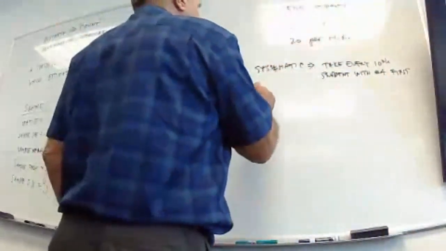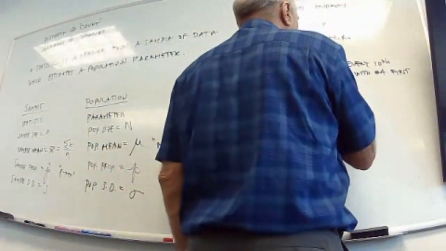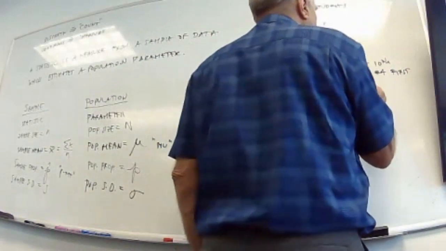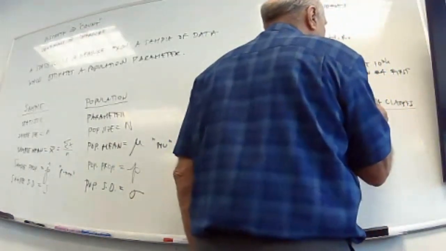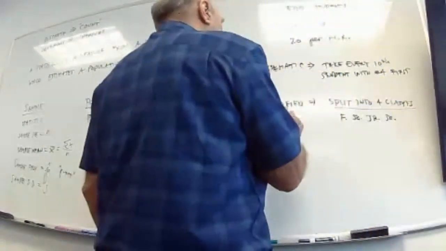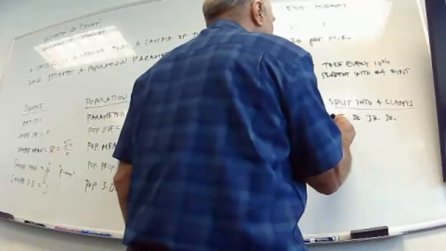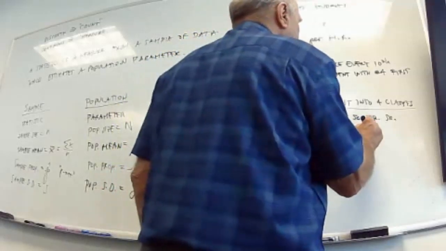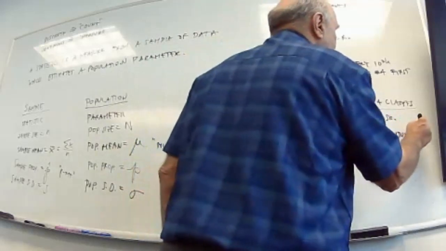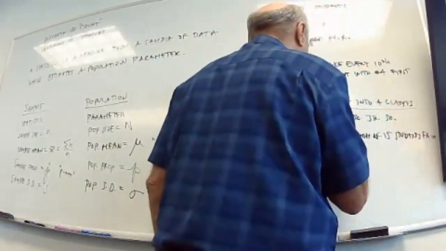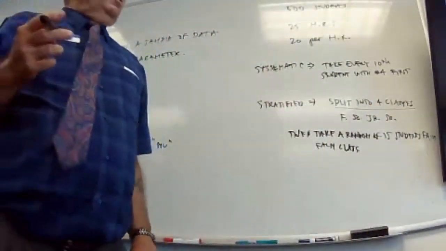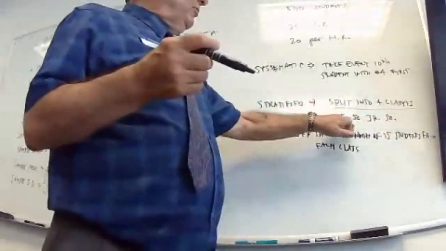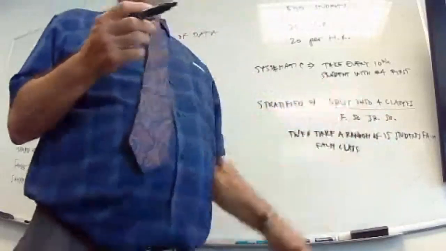All right. Stratified sampling, I could give you 2 examples of a stratified. I could split them into 4 classes. What 4 classes? Freshman, sophomore, junior, senior. Then take a random sample of 15 students from each class. That'd give me 60, but I would get to 50. So I'd have to split them up into 4 classes, give them all numbers, and then pick 15 at random from each of the classes.